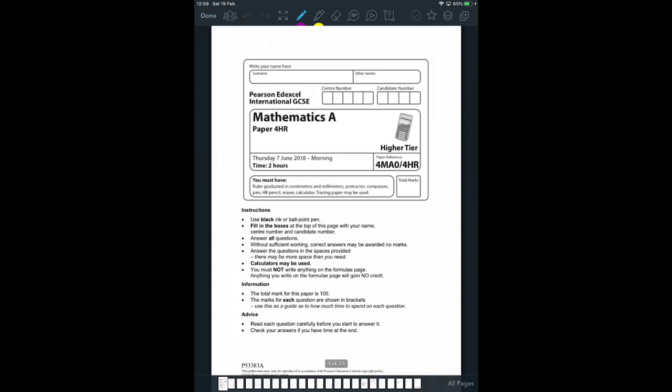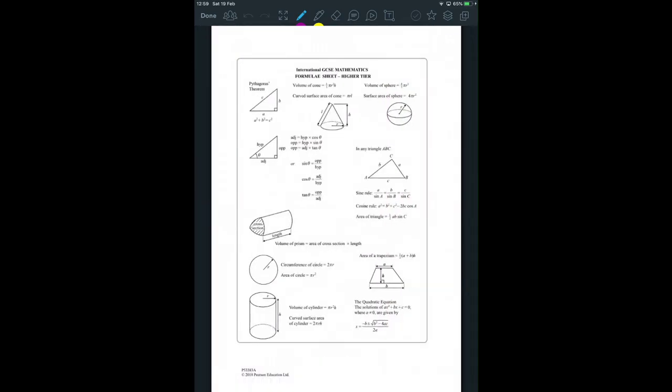Otherwise, let's get started. Before starting any paper, glance at the front page, reminding yourself of what's allowed and what's not. We have our formula page on page 2. I have my calculator ready just off to the side, and I've got all the other equipment that I need. Remind ourselves of the formula sheet, making sure that we come back to refer to this to double check any of the formulas that we end up needing to use.